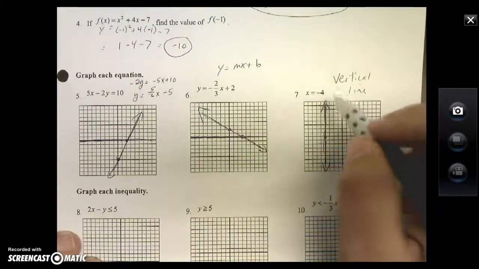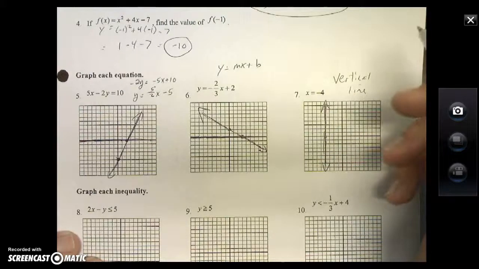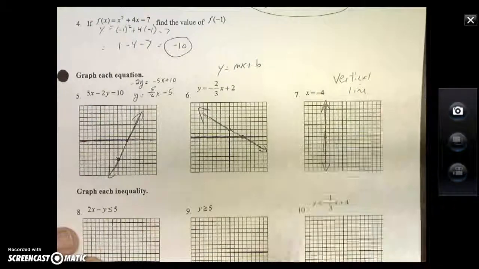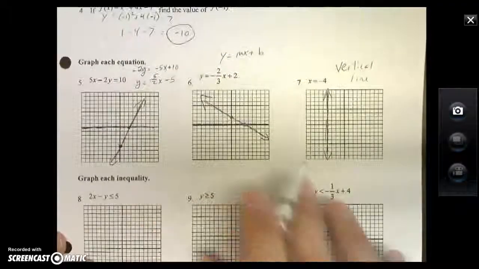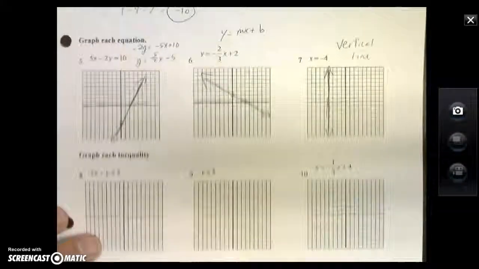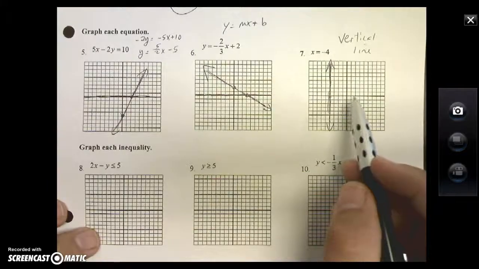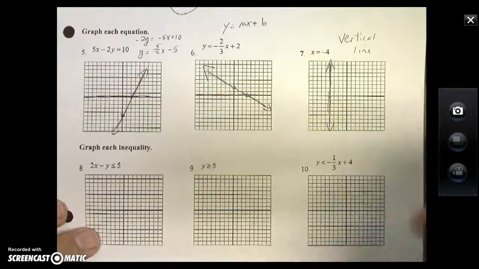You can't do these graphs on the calculator. Where you can on the newer ones, it's kind of complicated to do so. So I really stress you need to know that one just off the top of your head. Pretty simple. If it was x equals 2, you'd go to the right 2 and just draw a vertical line at 2. I mean, it's really all you're doing.